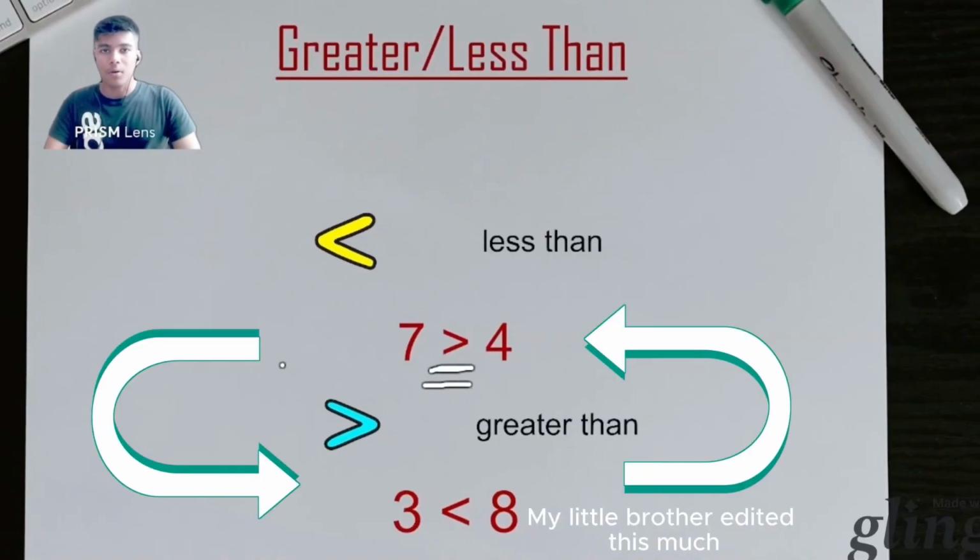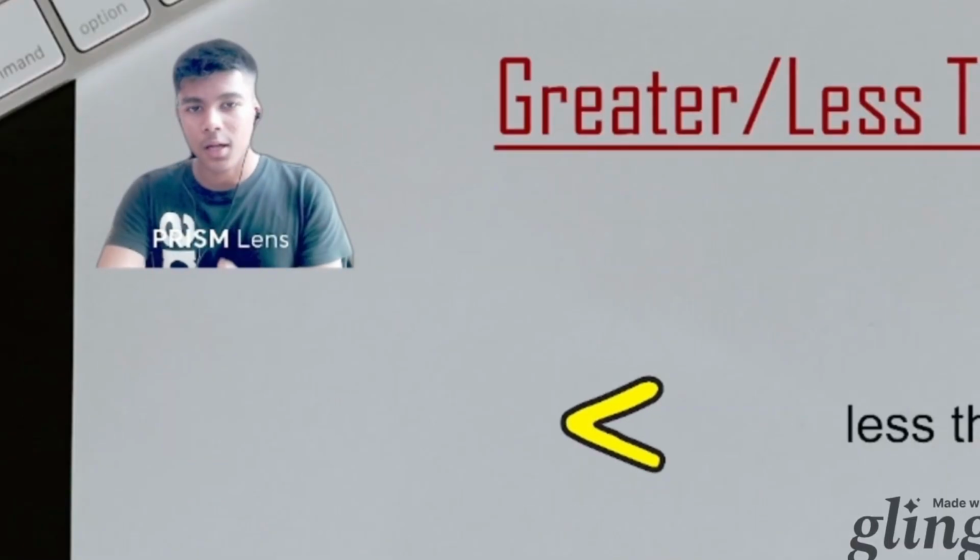The less than symbol means the number on the left is smaller. So using this sign, we can show that 3 is less than 8. The open side faces the bigger number, which is 8.